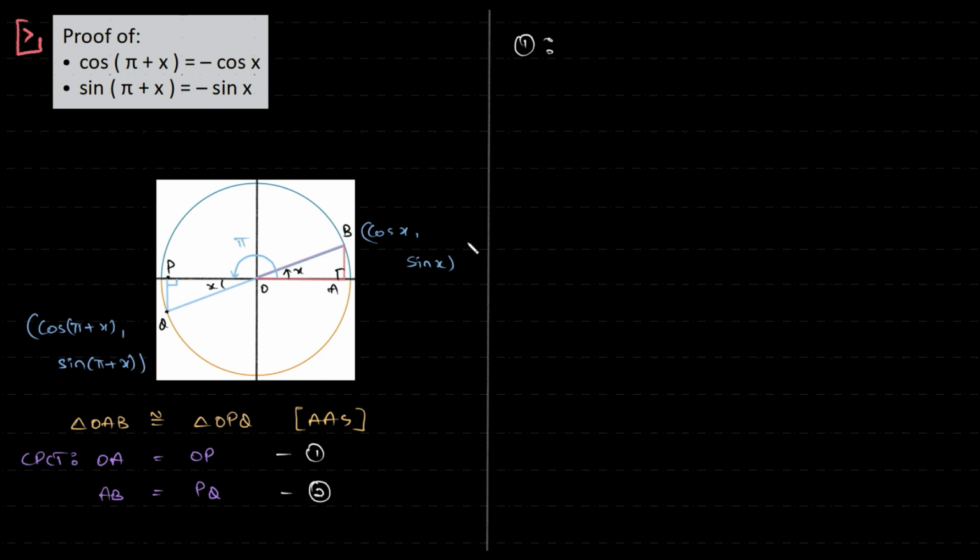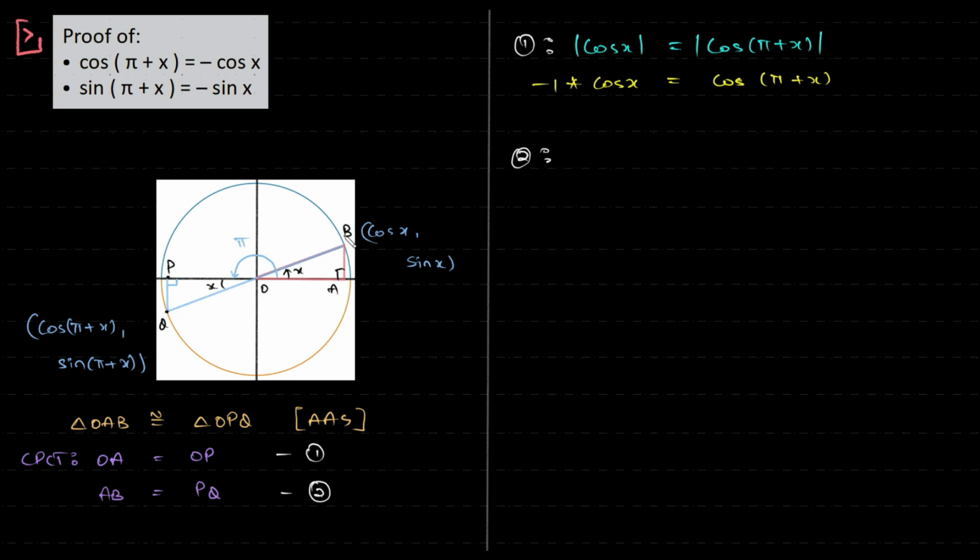So OA is to the right, and so we have cos x in terms of magnitude is equal to OP, which is to the left, so cos of 180 plus x in terms of magnitude. But since this is to the right and this is to the left, the relationship will look something like this: minus 1 times cos of x is equal to cos of pi plus x. Right? And this is our first expression. That's what we wanted.